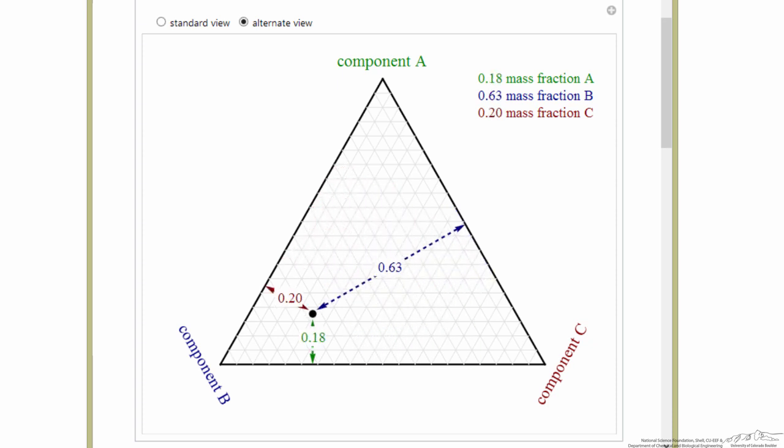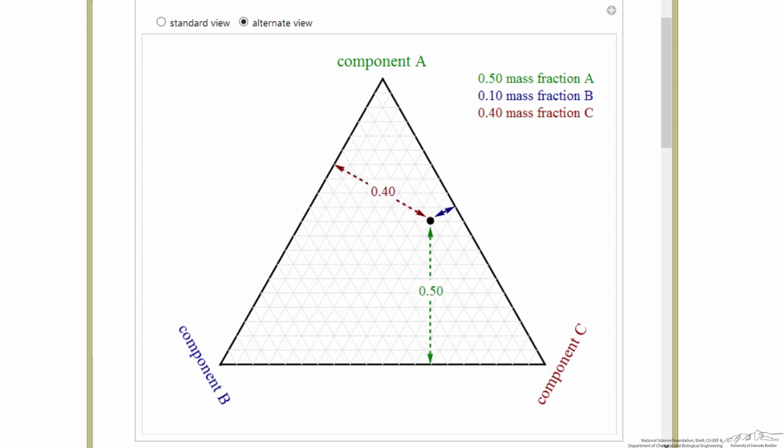So let's say we had a mass fraction of C of 0.2. If we want to keep that, we move parallel to that base. And what has to change as we increase A is that our mass fraction of B must decrease, as we see in the simulation. Same thing goes on for A. If we have 50% A, we have to move horizontally to maintain that 50% A. And what changes is the amount of B and C.